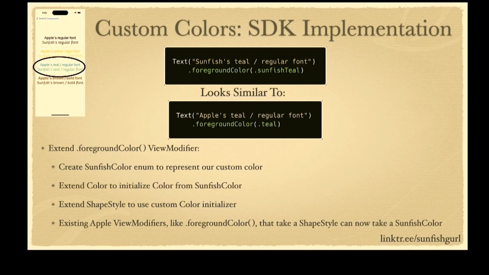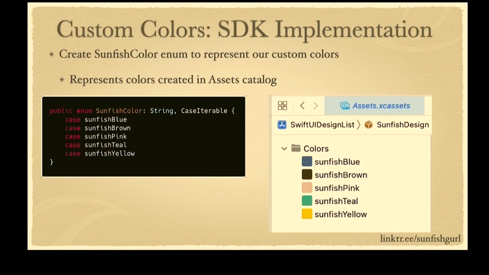Okay, so notice how the foreground color view modifier to display the custom color looks similar to the foreground view modifier to use Apple's color. In this case, we only need to extend the existing Apple modifier to take in our custom color this time. So I'm going to go through each of these steps to extend the foreground color view modifier in more detail over the next few slides.